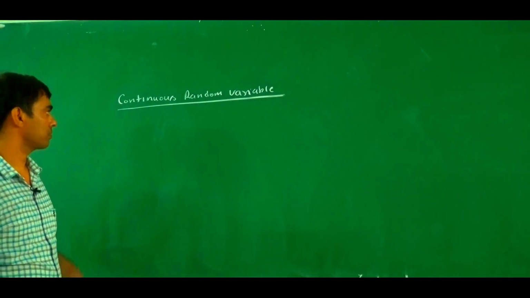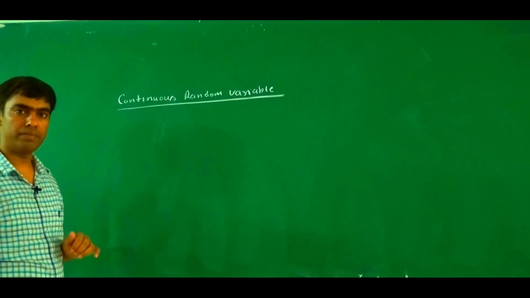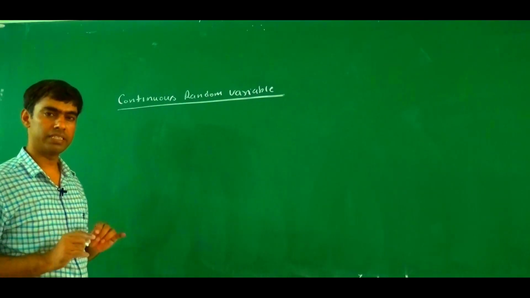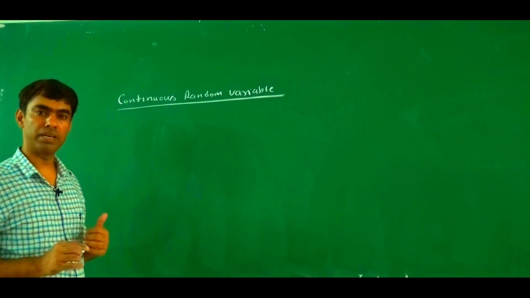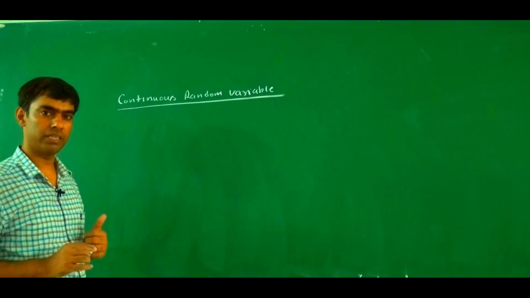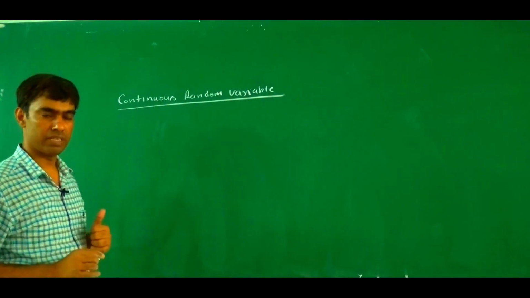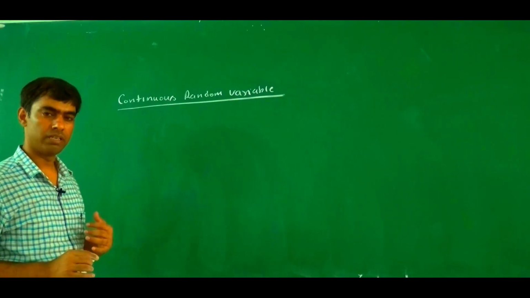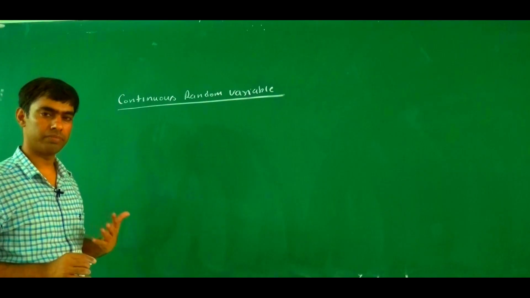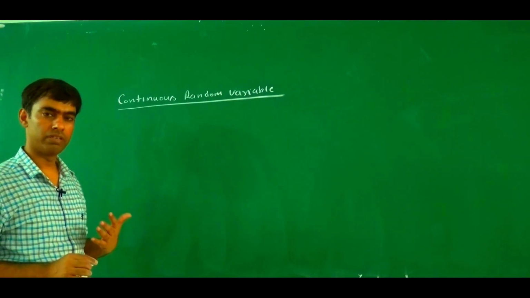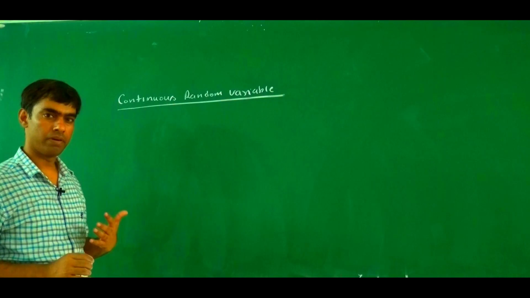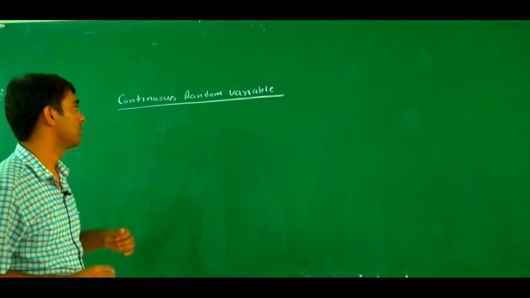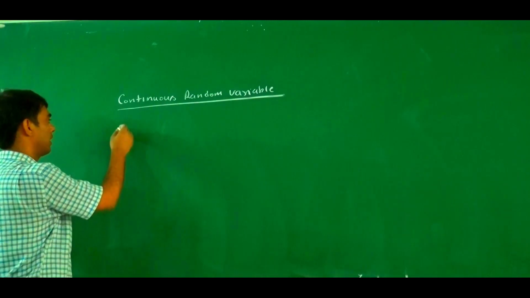So if a random variable is defined for all values in a class interval, then that random variable is called a continuous random variable. For example, as we said earlier, the height of any person, the height of a student, or the age of any student is a continuous variable.